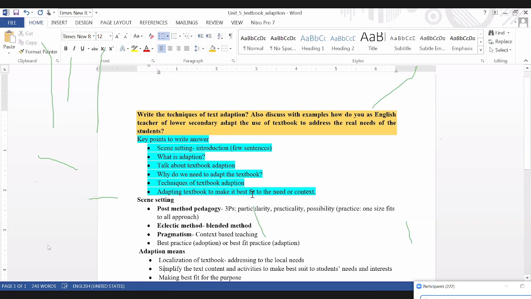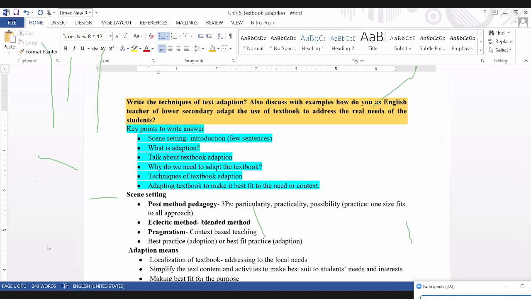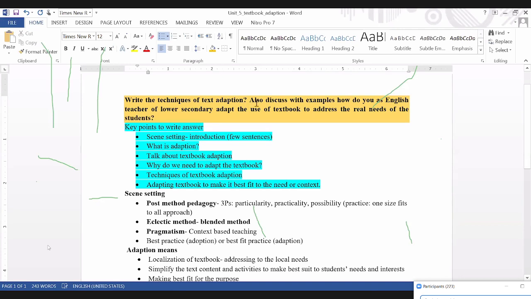Now let's see the question here. What techniques of text adaptation? Write the techniques of text adaptation. Also discuss with examples how you, as an English teacher of lower secondary, adapt the use of the textbook to address the real needs of the students. Okay, so this is the frame.